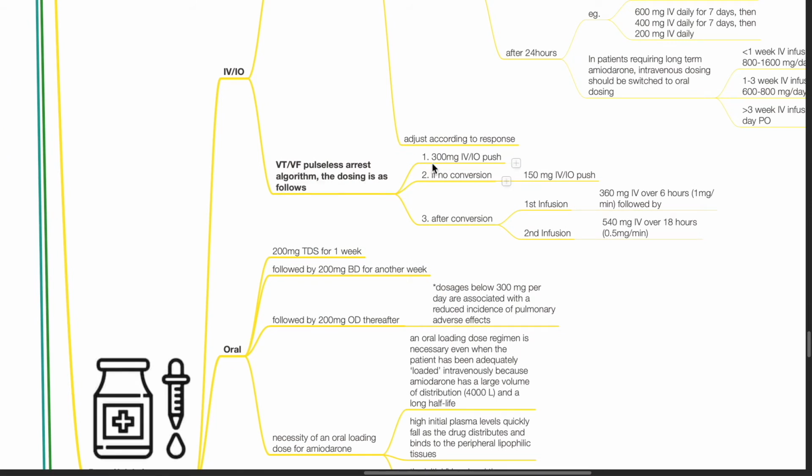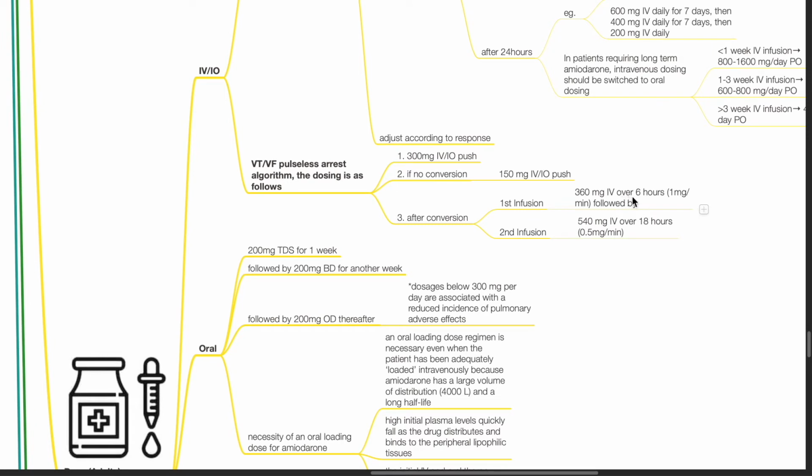The first bolus is 300 mg via IV or IO route. If there is no conversion, the next dose is 150 mg via IV or IO route. After conversion, the first infusion should be 360 mg IV over 6 hours or 1 mg per minute, followed by the second infusion 540 mg IV over 18 hours at 0.5 mg per minute.